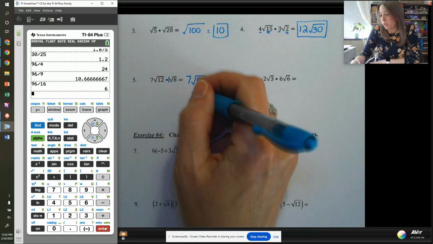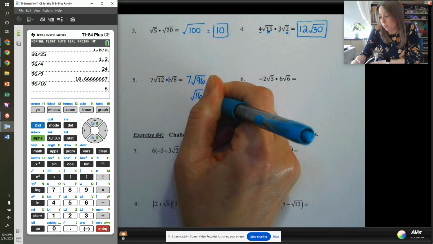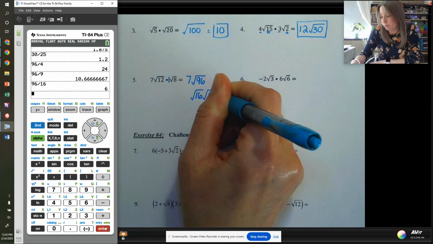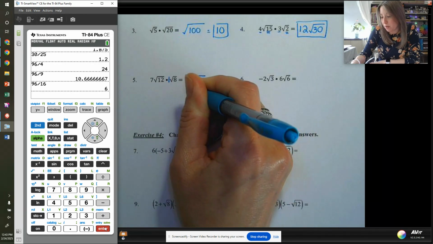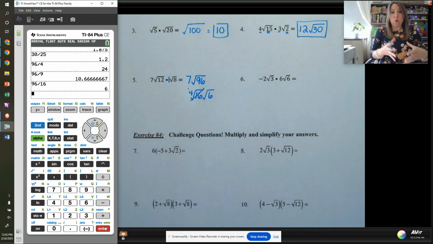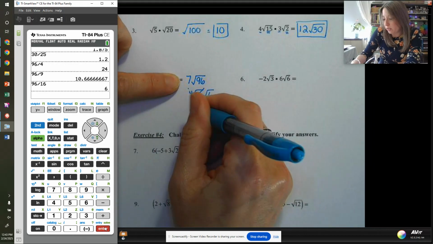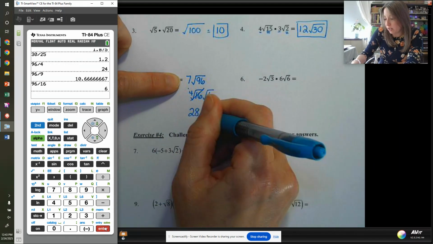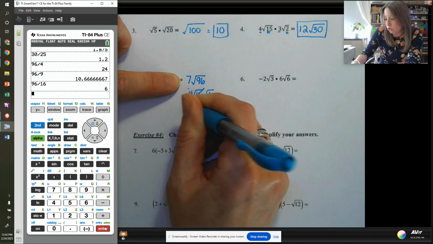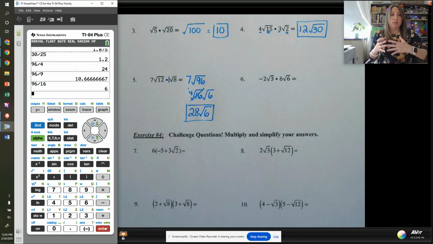So we still take radical 96 and separate it into perfect square and leftover. We take the square root of the perfect square. Square root of 16 is 4. And now we multiply that 4 times the coefficient that was already out front. 7 times 4 is 28. My leftover is radical 6. So my final answer is 28 radical 6. It is just a larger simplifying question.